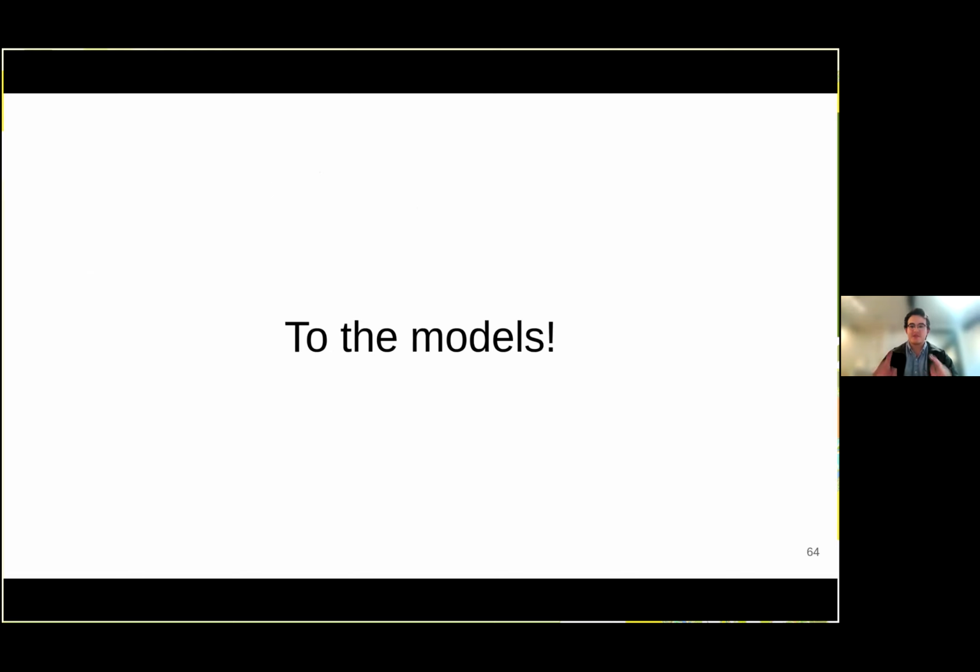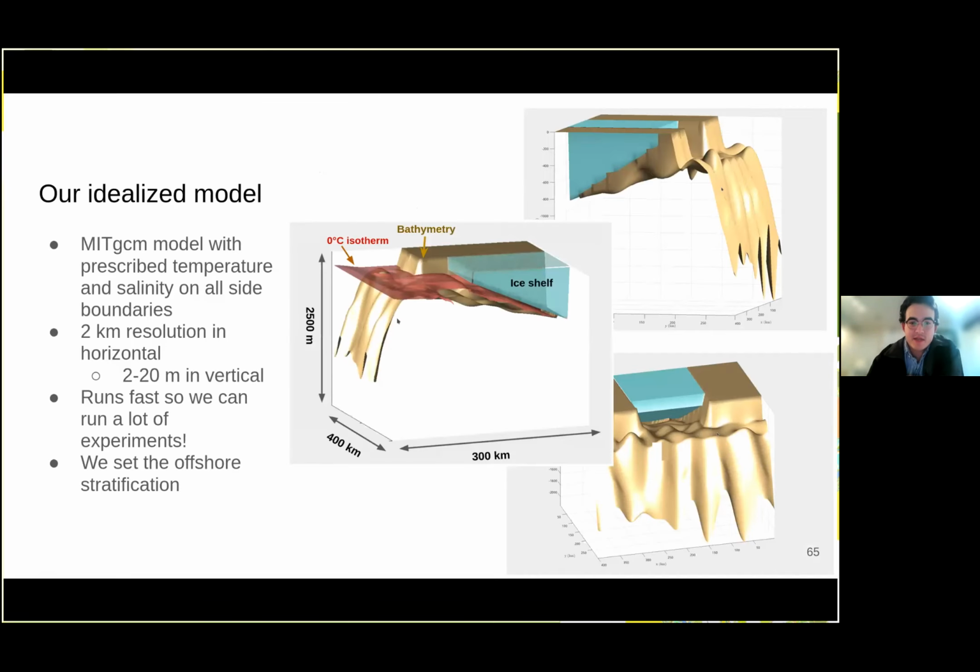Cool. So we have an equation. We'd like to test it out. So we decided to spin up a series of idealized models. We have this MITgcm model, and it's really kind of constrained. It's really just the ice shelf cavity. And then we prescribe the temperature and the salinity on all the side boundaries, offshore. So the cavity itself is left to evolve freely.